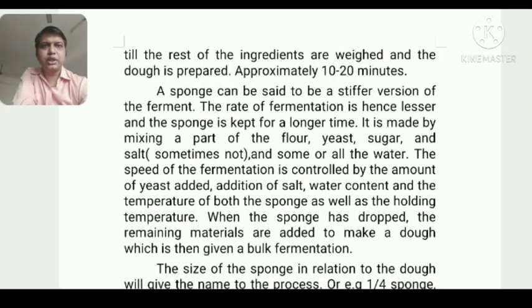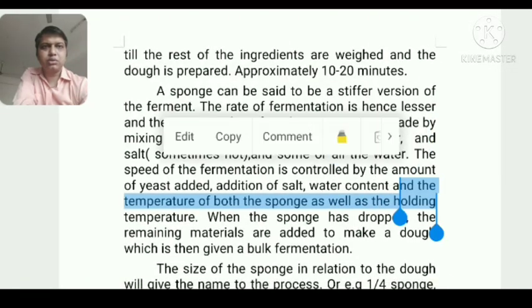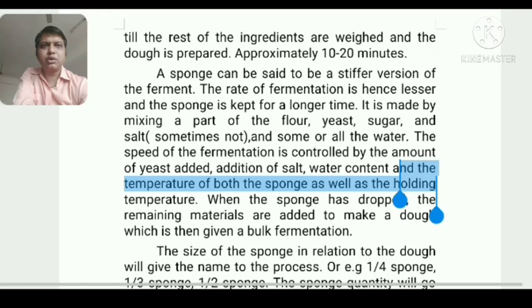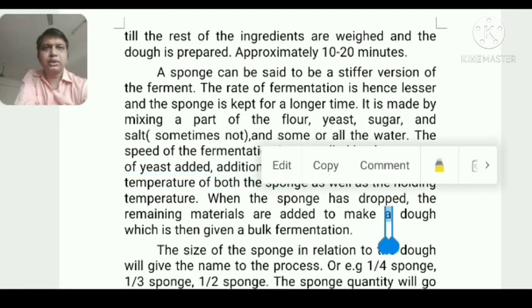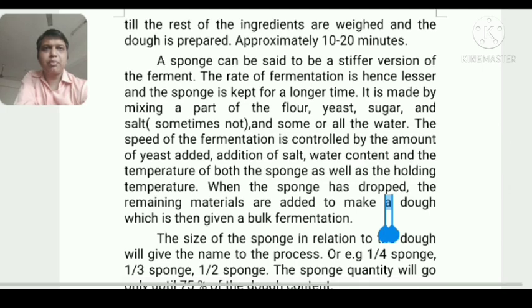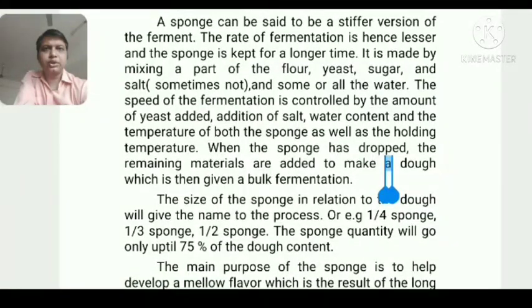A sponge can be said to be a stiffer version of the ferment. The rate of fermentation is hence lesser and the sponge is kept for a longer time. It is made by mixing a part of flour, yeast, sugar and salt, sometimes not, and some or all of the water. The speed of the fermentation is controlled by the amount of yeast added, addition of salt, water content and the temperature of both the sponge as well as the holding temperature.